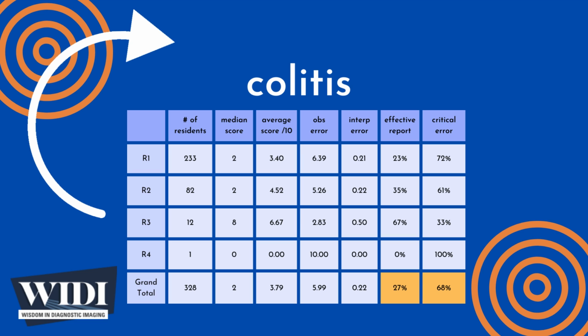We define a report having a critical error to be one with scores between 0 and 2. In terms of letter grades, this would be a D or an F. In this most missed case, 68% of residents produced reports with critical errors.